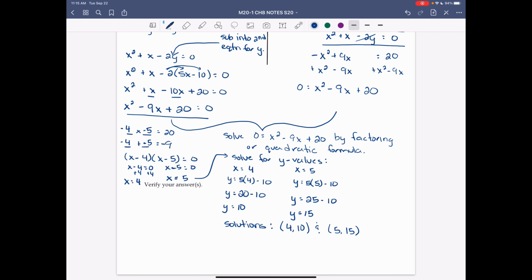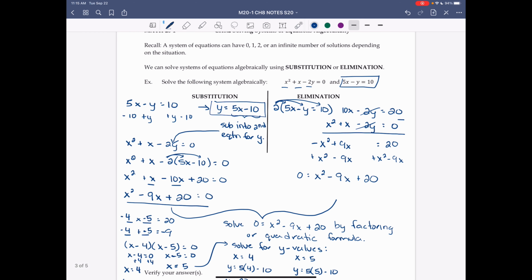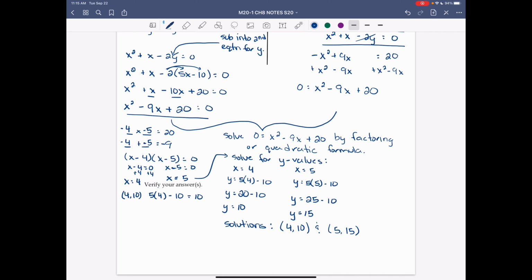That just means to substitute in our solutions, x and y, into both equations and make sure the left side is equal to the right side, as we did in 8.1. Starting with the point (4, 10), first equation was 5x minus y equals 10. I'm going back and using the original equation. 5x, which is 4, minus y, which is 10, equals 10. 5 times 4 is 20, minus 10 equals 10. 20 minus 10 is 10, which equals 10.